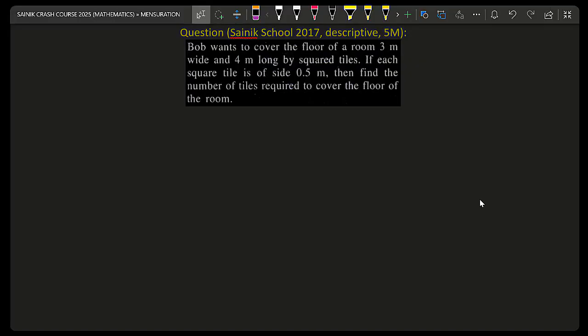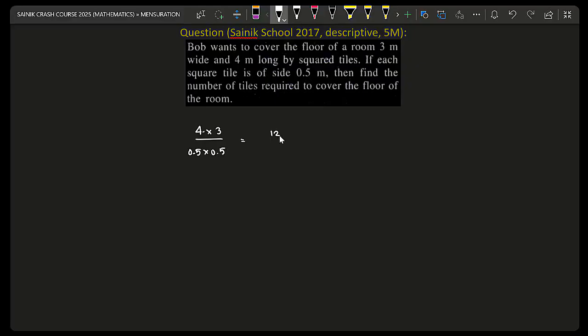How to find the area of the floor? The floor is rectangle shaped. What is the area? Sir, length into breadth, 12. Yes, 4 into 3. And you have to divide by the area of the square tile, right? Sir, what is the square area? 0.5 into 0.5, isn't it? Yes, sir. Okay, now we have to simplify.